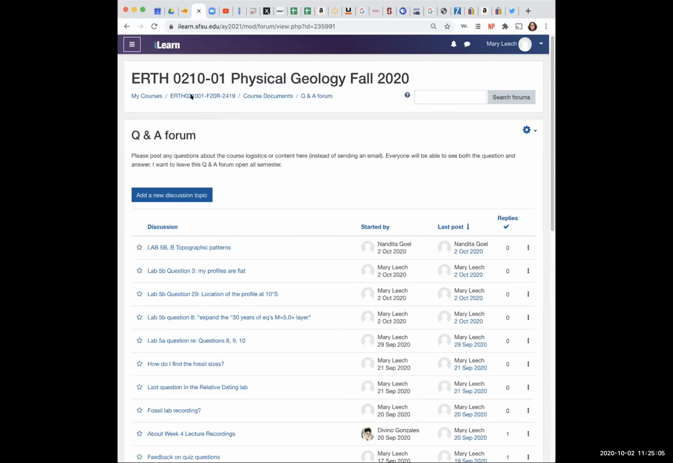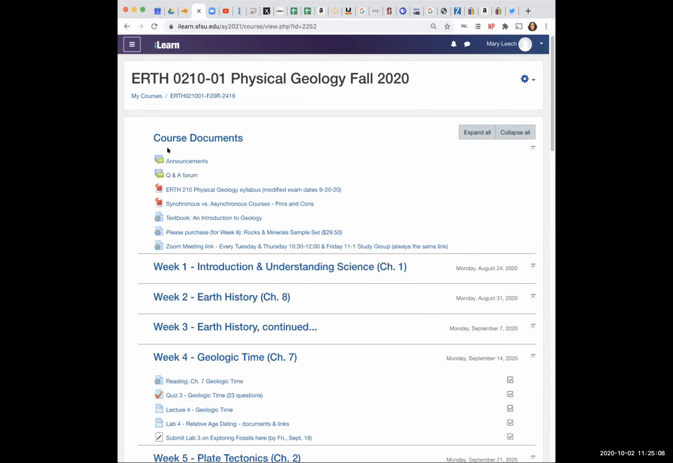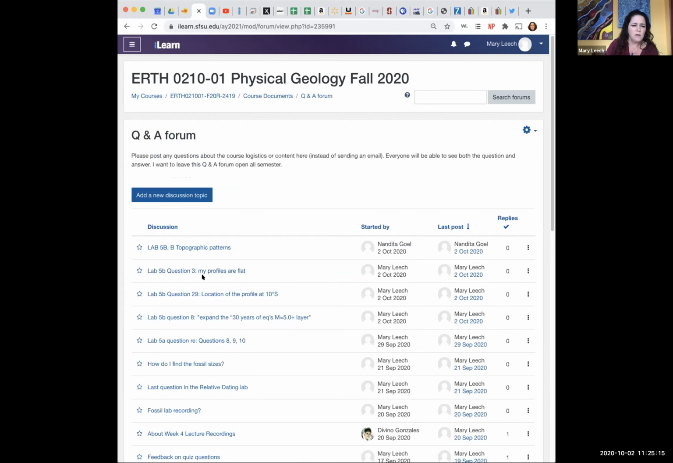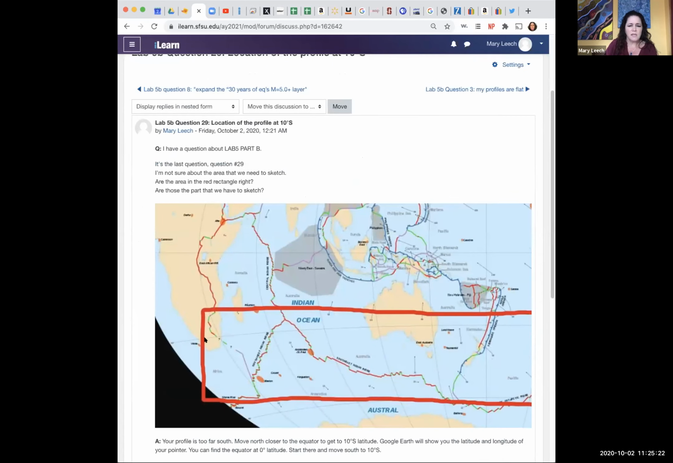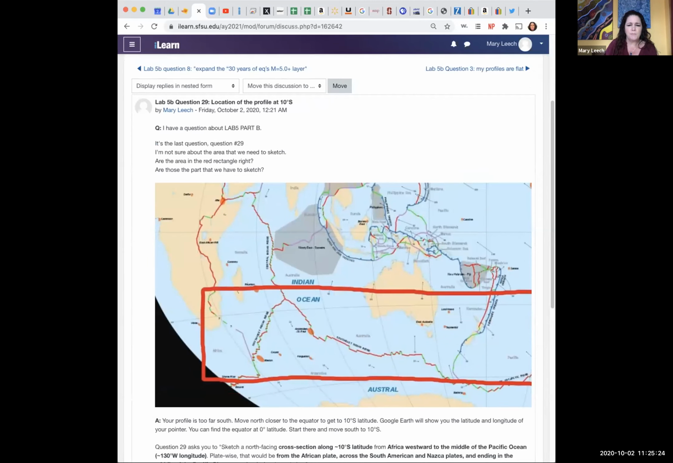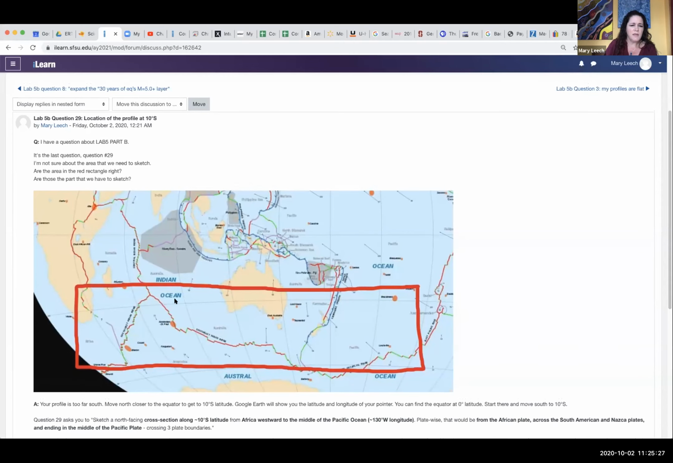Someone's already asked this question and I posted some help in the Q&A forum. Here, I'll show you. So if there isn't a Zoom session available, try looking in the Q&A forum here. I did this question 29, location of the profile. Somebody asked, is this the right place? And I said, no, that's not at 10 South.